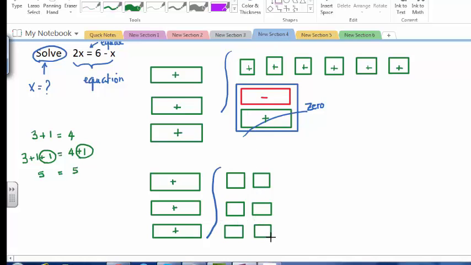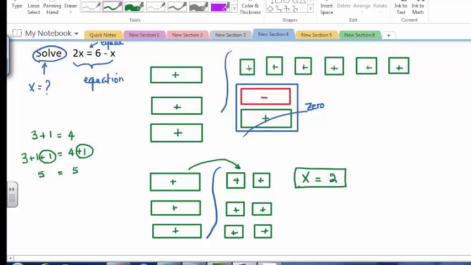As you can see, I have 6. I didn't change anything. So it's the same value, 6 positive square tiles. The reason I'm doing this is to show that each variable equals 2. That means x equals 2. And this is my answer.